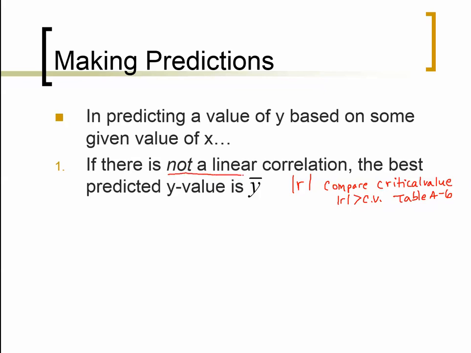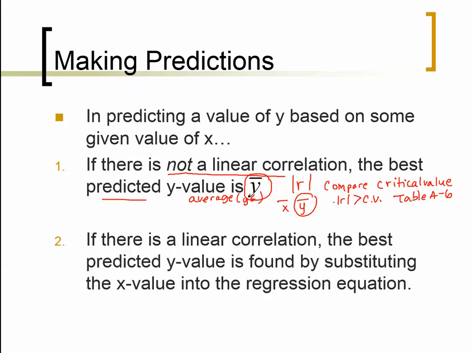In that case, if there's not a linear correlation, the best thing that we can do to make a prediction is to report y bar. Now y bar is the average of the y's. In your calculator, when you type in all of your data and you're searching for A and B and R, you will also see y bar and x bar. So you don't have to do this manually. It's reported in your calculator's results. Just make sure that you get the average for y and not for x.